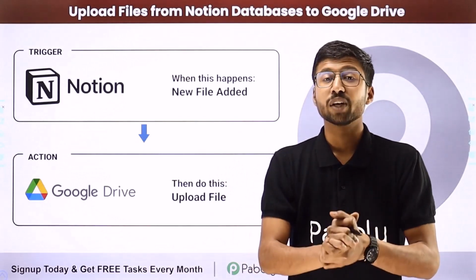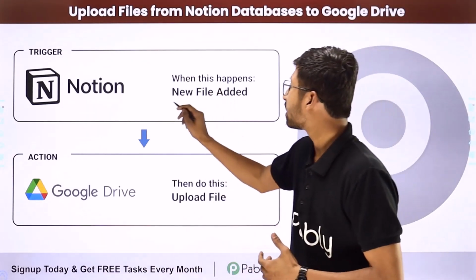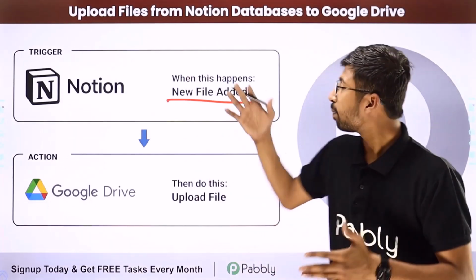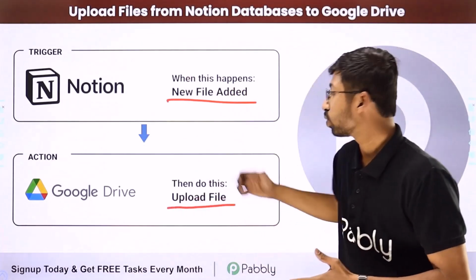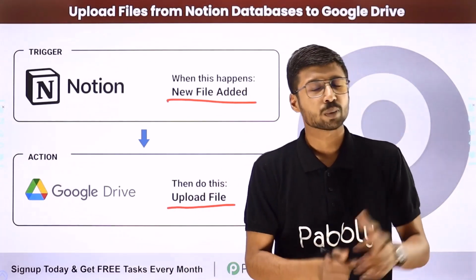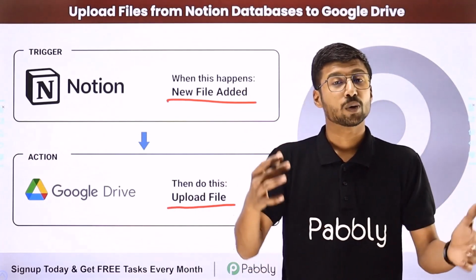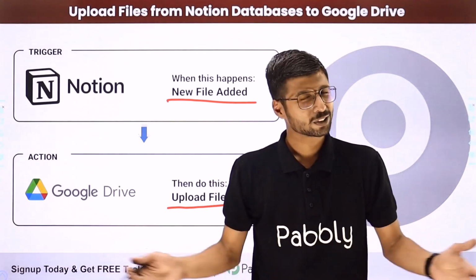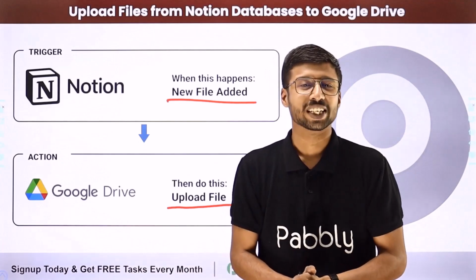So in this automation, we are going to see how you can add the files which you are adding in your Notion database as a new item and upload those files automatically into your Google Drive. So if you are an HR, as we took an example, you can use this automation to keep a backup of all the files you add in Notion into your Google Drive. Now how can you set up this automation? To know this, you have to come with me to my screen.